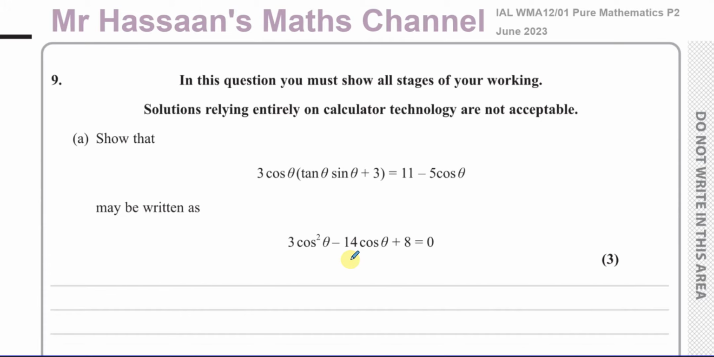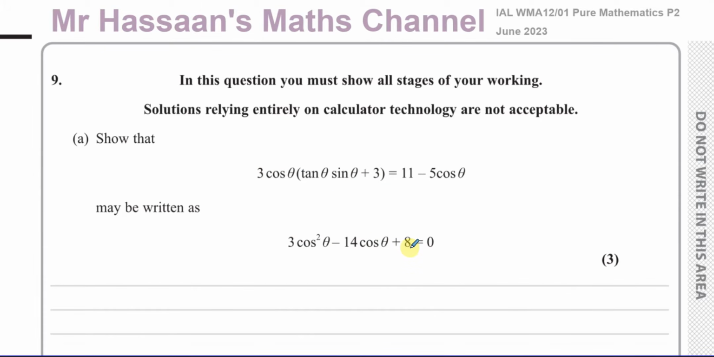And this question here is about trigonometry. Part A is about trig identities. And it says, show that 3 cosine theta, then in brackets tan theta times sine theta plus 3, is equal to 11 minus 5 cosine theta, can be rewritten in this form as 3 cosine squared theta minus 14 cosine theta plus 8 equals 0. So this equation can be rewritten in this form.